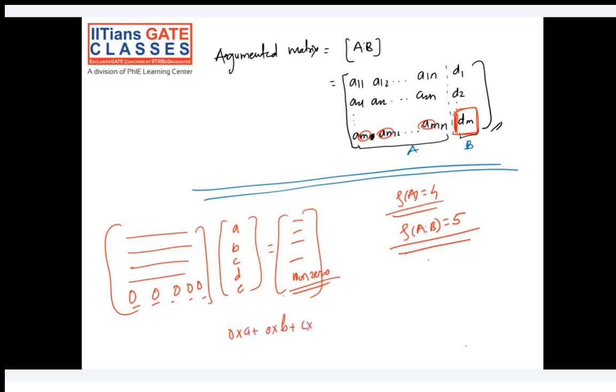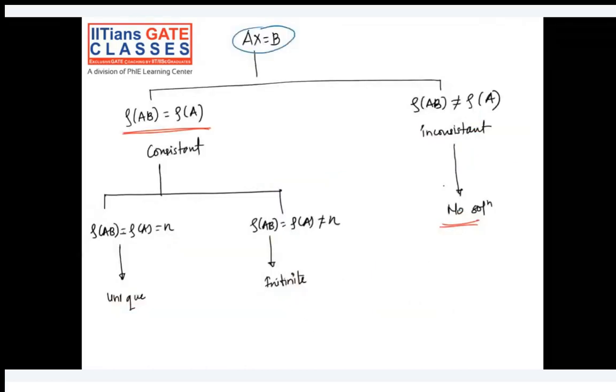Okay, correct. That's why it is inconsistent. If it is the case, we'll say it's inconsistent and then we'll not have a solution for it. Okay, so this is that case where rank of AB is not equal to rank of A. Means as I showed you, all the elements of that row are 0, but still you are getting some non-zero number in the B matrix.